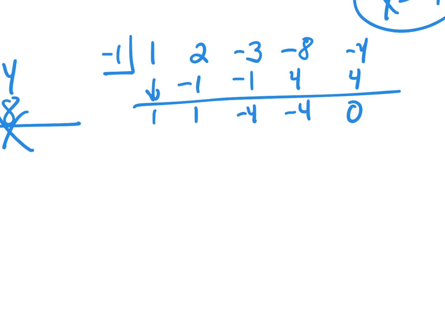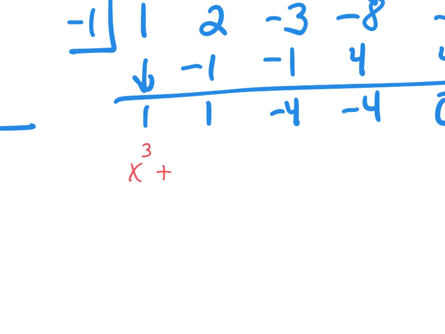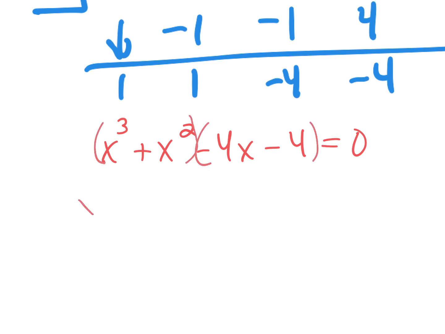Well, how do I write my remaining polynomial? X cubed plus x squared minus 4x minus 4 equals 0. Now the first thing we check here is, can this factor? If it doesn't, what do we have to do again? We've got to do synthetic division again. If yours doesn't factor tomorrow, you have to do P over Q again. This one happens to factor. I can take out an x squared and I'm left with x plus 1, right? I can take out a negative 4 and I'm left with x plus 1.